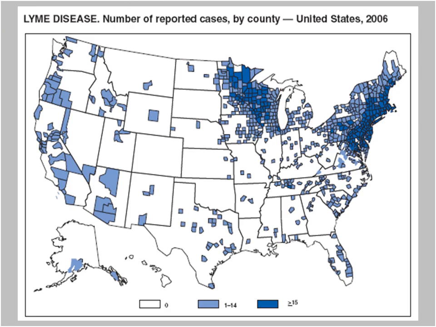So this is from 2006, but this is the number of reported cases by county in the United States. The very dark blue areas are greater than 15.